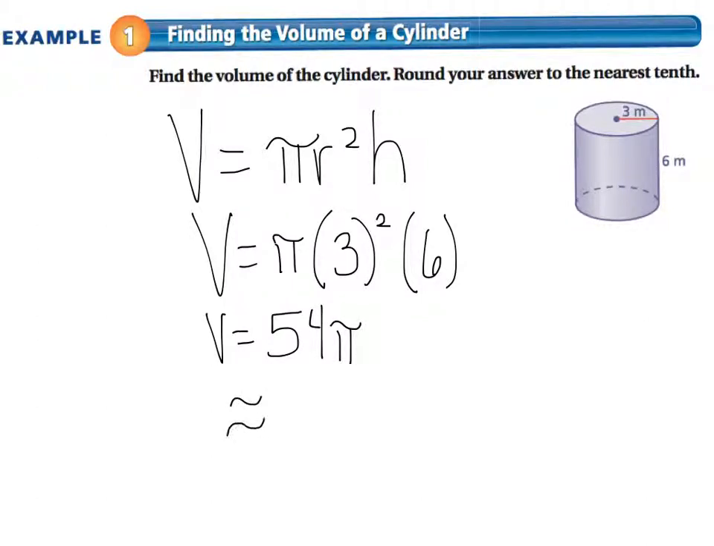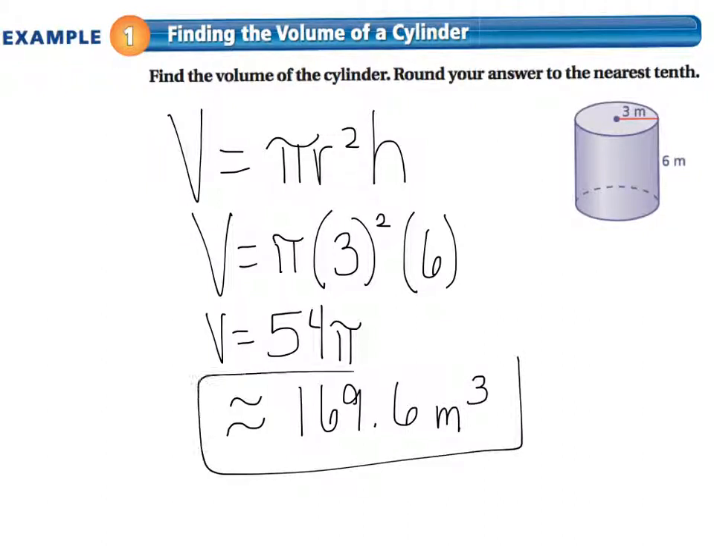But 54 pi is approximately 169.6 meters cubed. And the reason why it's cubed is because you have meters here and meters here. Meters to the second power is meters squared times meters, which gives you meters cubed.